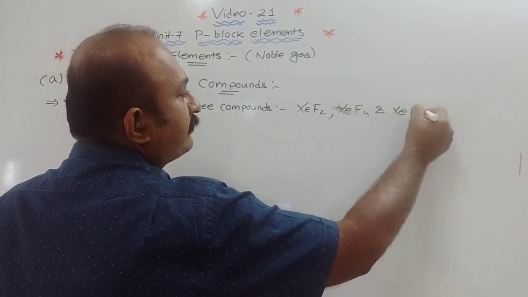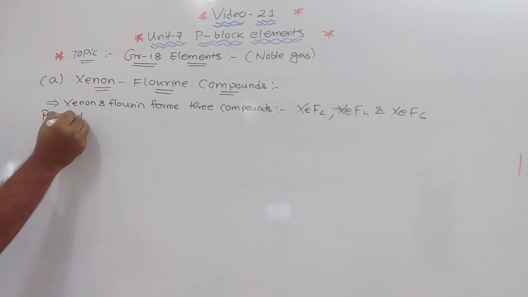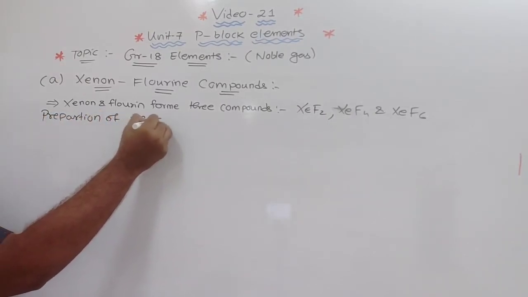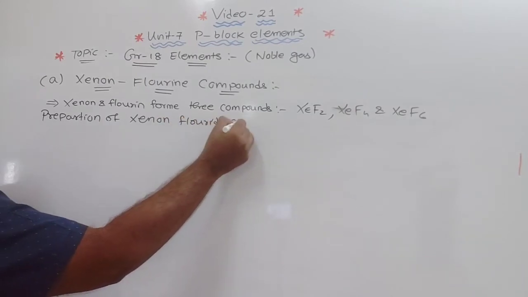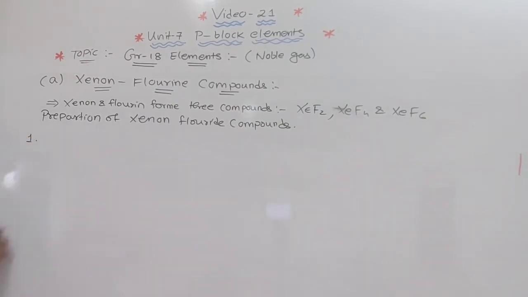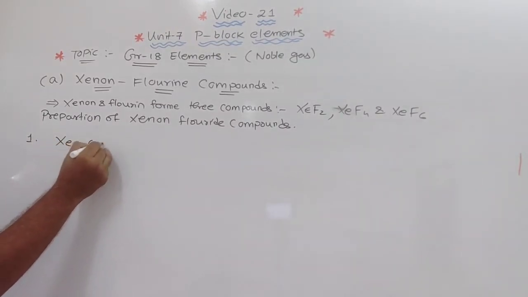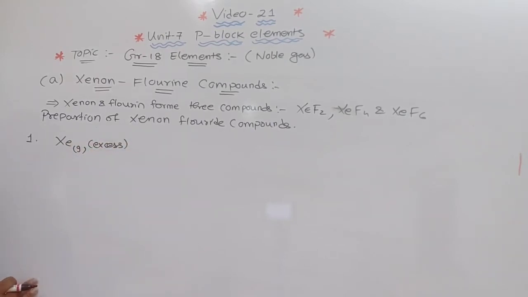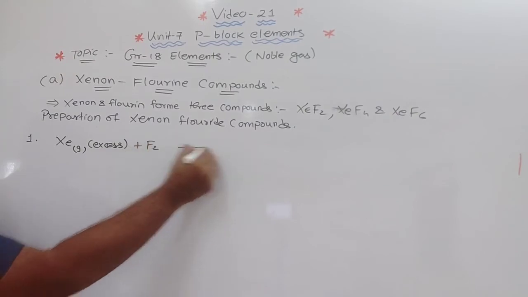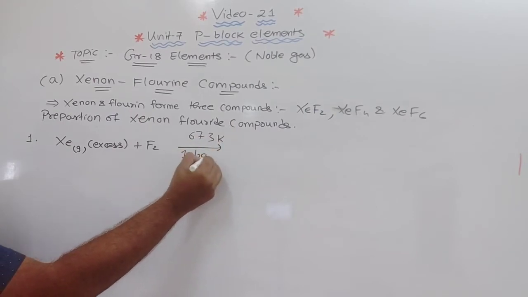Okay. Now we are going to discuss the preparation of xenon fluoride compounds. The first one is XeF2. It is very simple and easy. You can remember this. Xenon gas is taken in excess, and with fluorine it is heated at 673 Kelvin and 1 bar pressure.